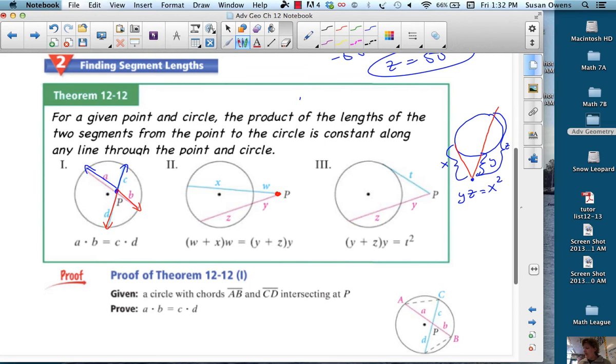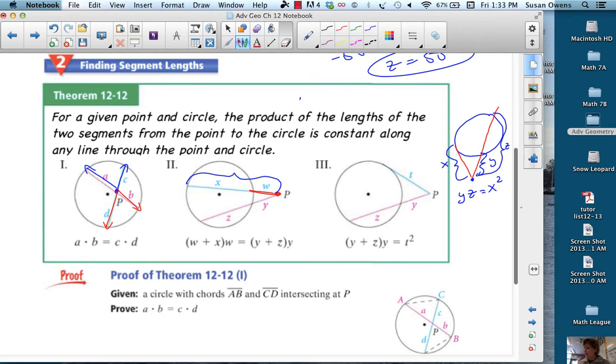So this one is saying that if I go to the point of intersection for the first time, I get W. But if I go to the intersection point for the second point, I have to go through W and through X, so W plus X.